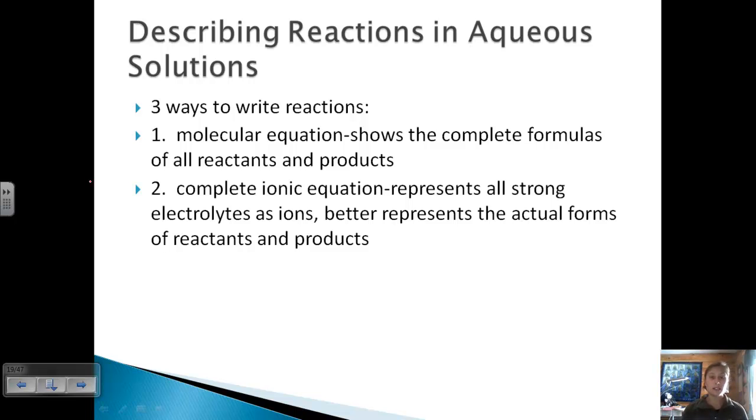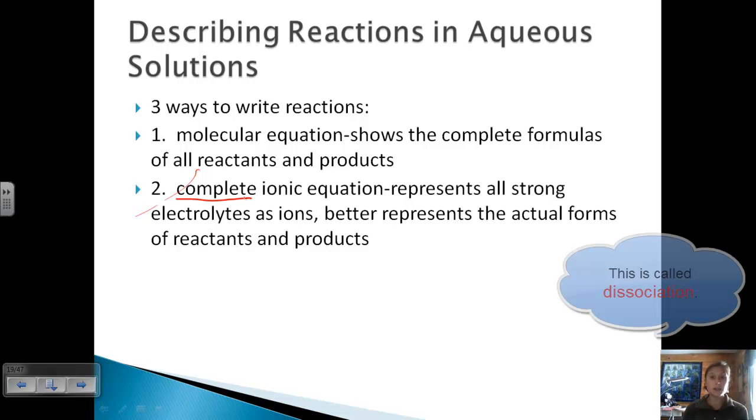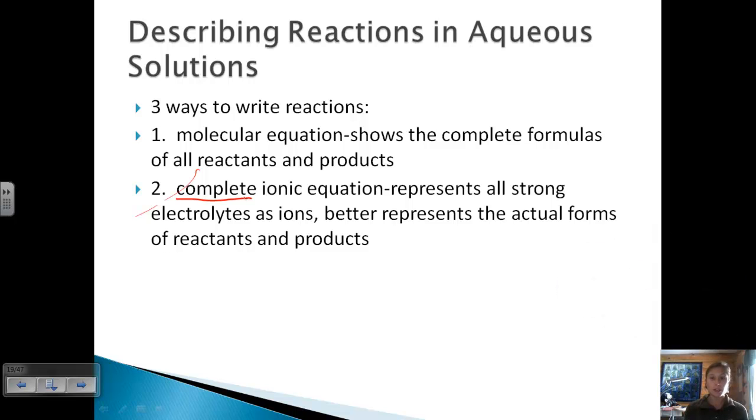So the second one is called a complete ionic equation. It's complete because it represents all the electrolytes for all the compounds in the entire reaction. So if something is aqueous, which means it breaks into its ions in water, then instead of showing it together as a compound, we're going to show it as separate ions. And so this better represents what's really going on in a beaker with two compounds, or in a reaction.